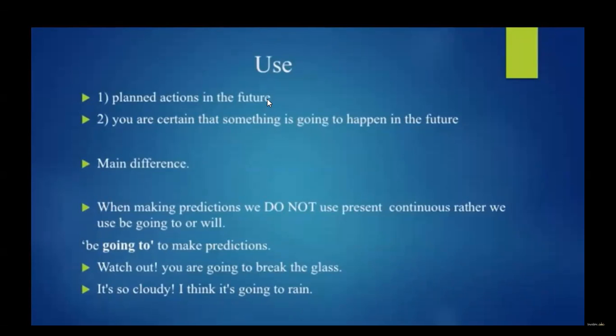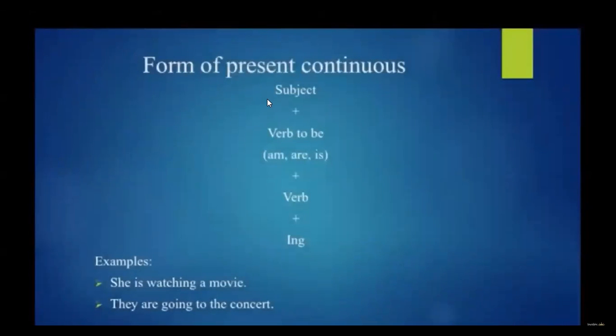Read the examples with me. Be going to make predictions. Watch out, you're going to break the glass. It's so cloudy, I think it's going to rain. Now let's go over the form of present continuous. Subject plus verb to be, are, is plus verb plus ing. Examples, she's watching a movie, they're going to the concert. These are the steps to follow when making an affirmative statement. And if the statement is negative, we add the word not between be and the verb plus ing.